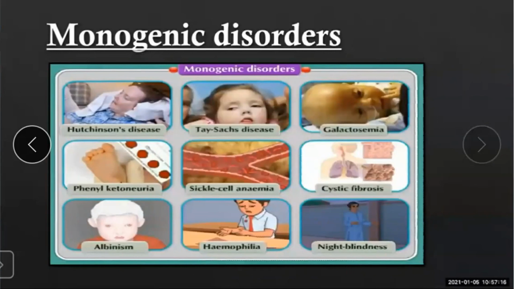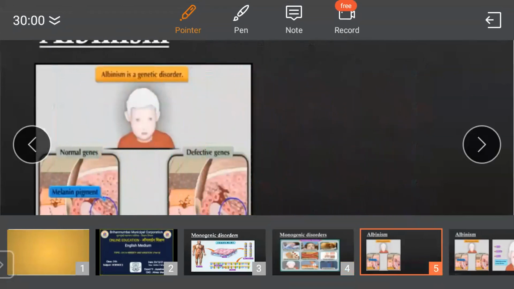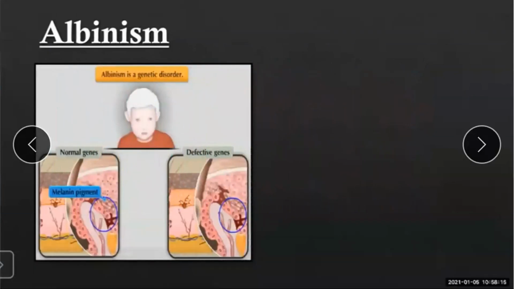Further, the first example of monogenic disorder is albinism. Now, what is albinism? Albinism is a genetic disorder.